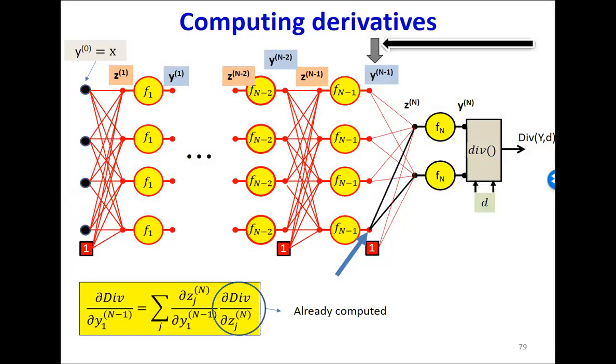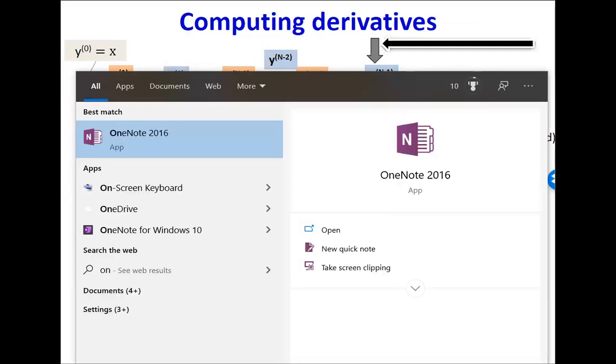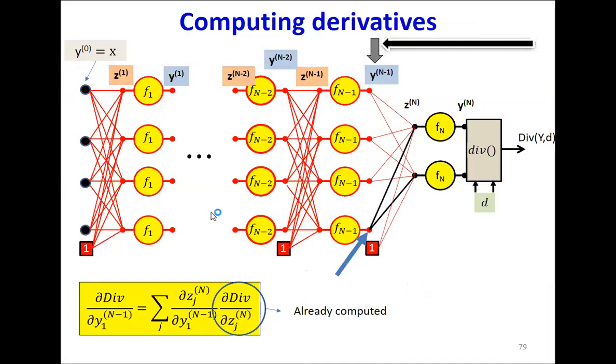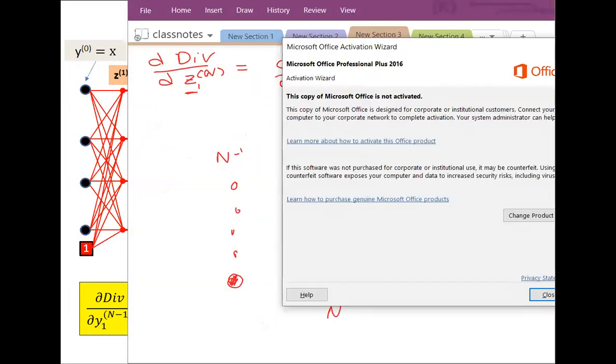What happened? My one node disappeared. These are all the things you don't account for. Okay, Y, close it.